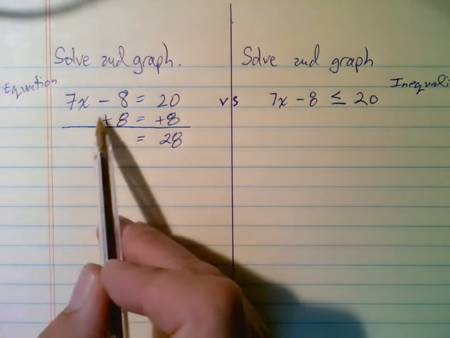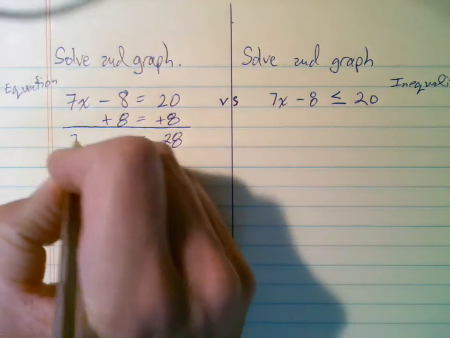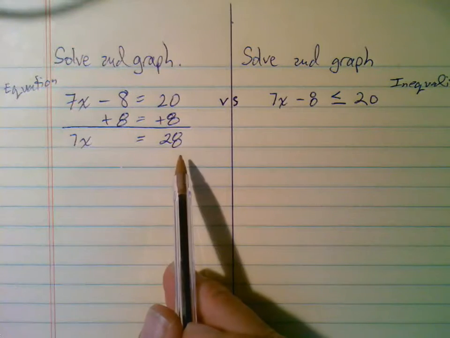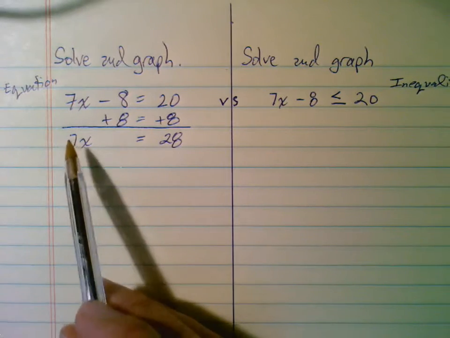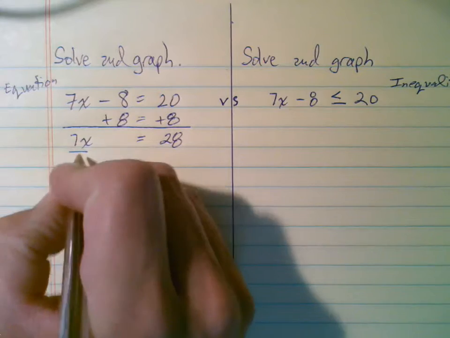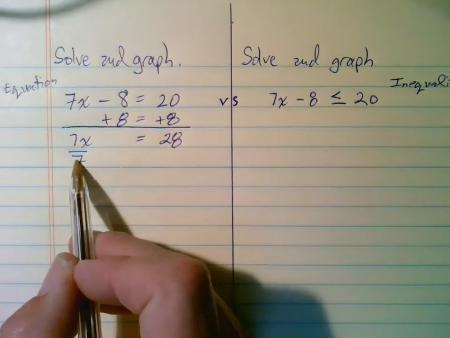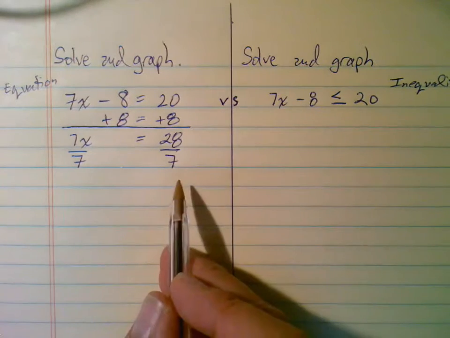This is like negative 8 and positive 8. They cancel out, they're opposites. So I bring down the 7x. The only thing I have left to do is, this is 7 times x, or x times 7. If I want to undo multiplying by 7, I divide by 7. I'm going to show that as a fraction. So if I divide this side by 7, I also have to divide this side by 7.